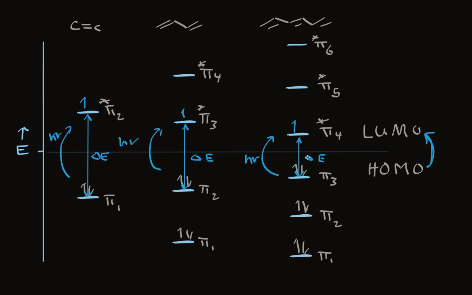So we would predict, and we actually observe, that it takes less energy to excite butadiene than ethylene. And it takes less energy to excite 1,3,5-hexatriene than butadiene. This not only explains why alkenes absorb UV or visible light, but it also explains why conjugated alkenes absorb at longer wavelengths. And the more conjugation we have, the longer it is.